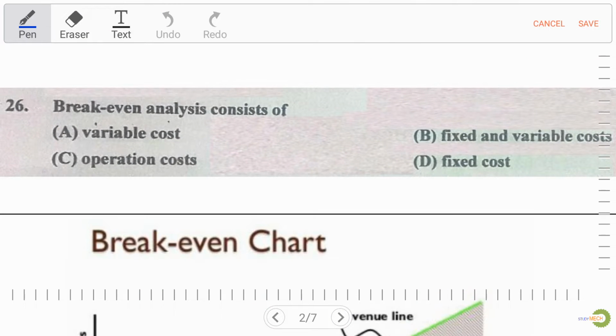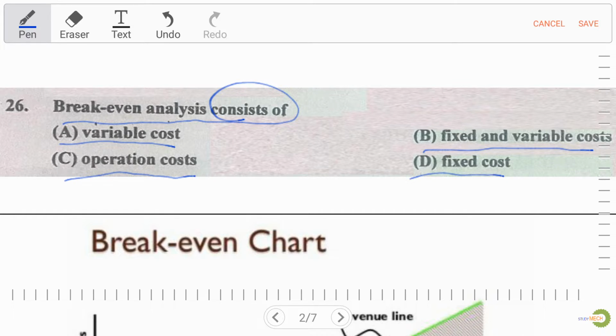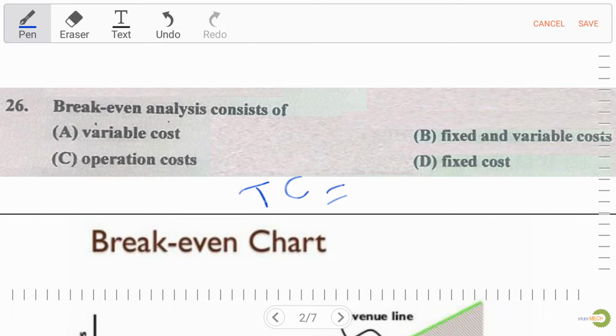Our question here: break-even analysis consists of, our options are A. Variable cost, option B. Fixed and variable cost, option C. Operation cost, and option D. Fixed cost. Our right answer over here, first of all, is option B, fixed and variable cost. As we know, the total cost is equal to fixed cost plus variable cost.